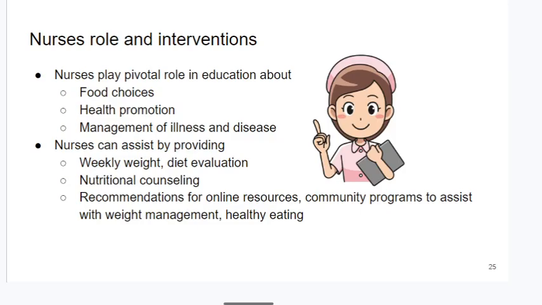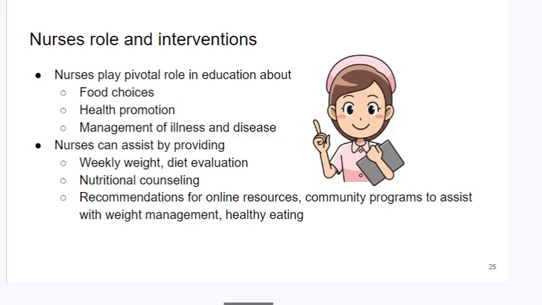And then recommendations for other online resources, community programs. I think of Meals on Wheels for those that are isolated or living alone, especially in our elderly population. Can we help set them up with a program like that? Do they need support from food banks, things like that? Can we give individuals addresses, names, numbers of where to go to get proper nourishment?